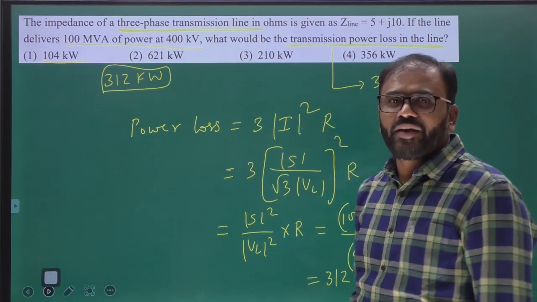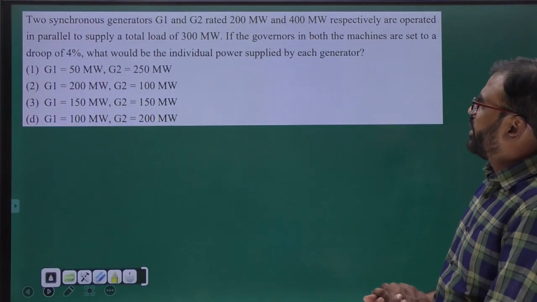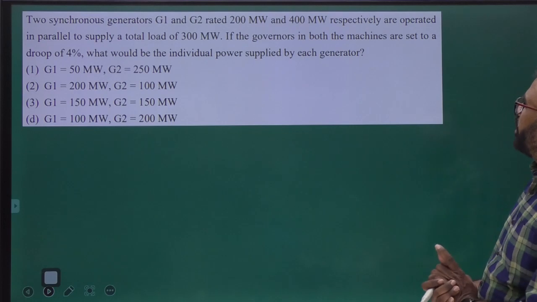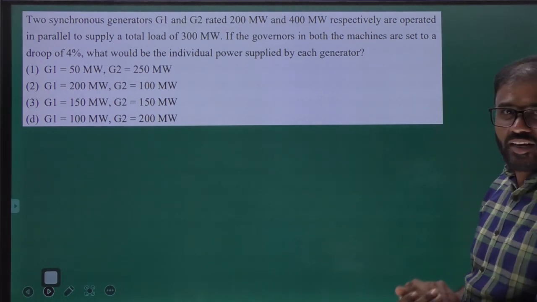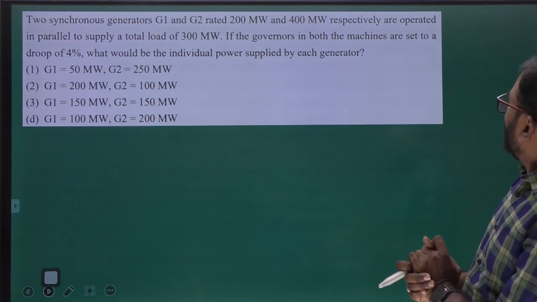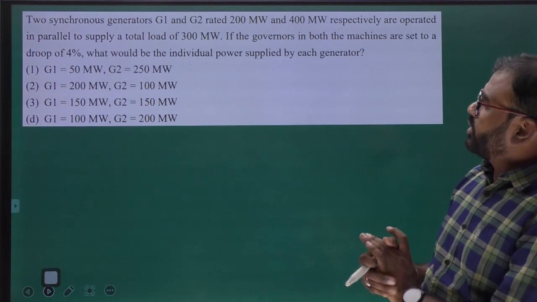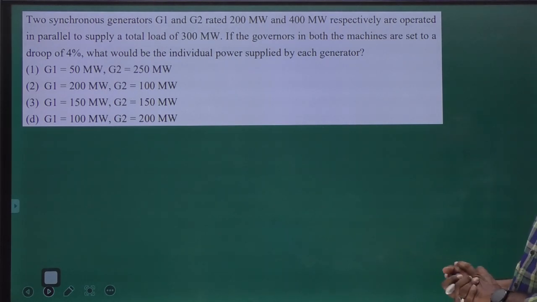Now we'll move on to the next question. Let's say in this question, 2 synchronous generators G1 and G2 rated for 200 megawatt and 400 megawatt respectively are operating in parallel and supplying a load of 300 megawatt. If the governors in both the machines are set to a droop of 4%, what will be the individual power supplied by each generator?